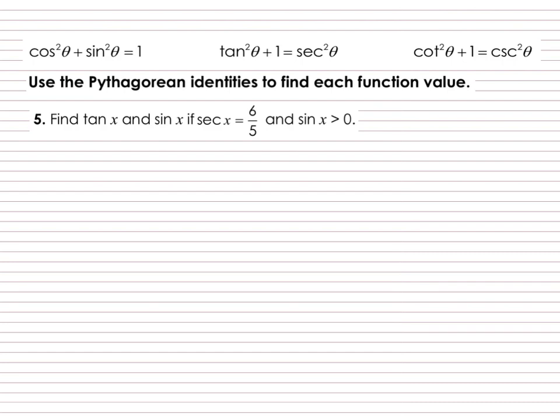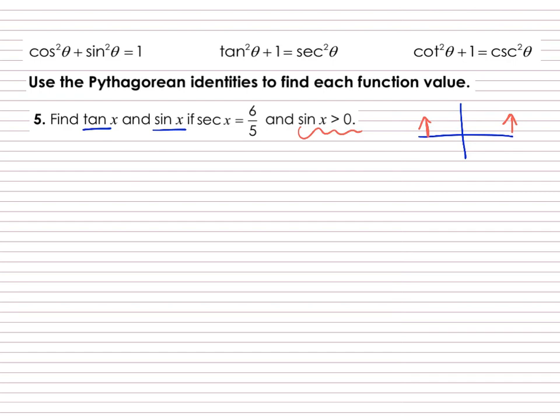So we're looking to find tangent of x and sine of x, and we're given that the secant of x is 6 over 5. We're also given that the sine of x is greater than 0. So the first thing I want to figure out is which quadrant is this happening in? So if we know that the sine of x is greater than 0, we know that it's happening in either quadrants 1 or 2. Sine goes with y, so we need the angle to show that y is positive or above the x-axis.